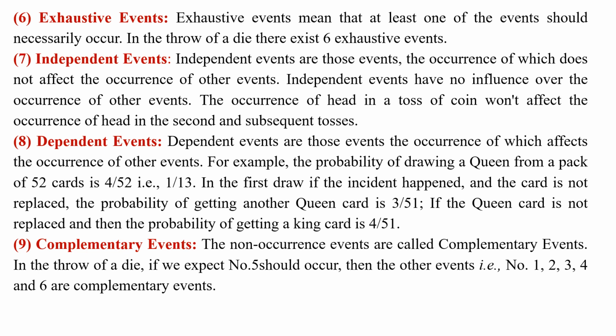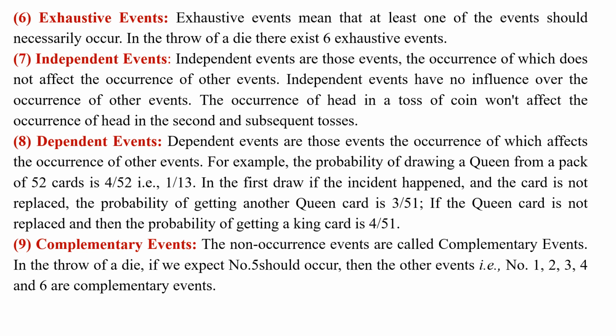The occurrence of head in a toss of a coin won't affect the occurrence of head in the second and subsequent tosses. 8. Dependent events. Dependent events are those events the occurrence of which affects the occurrence of other events. For example, the probability of drawing a queen from a pack of 52 cards is 4/52, i.e., 1/13.